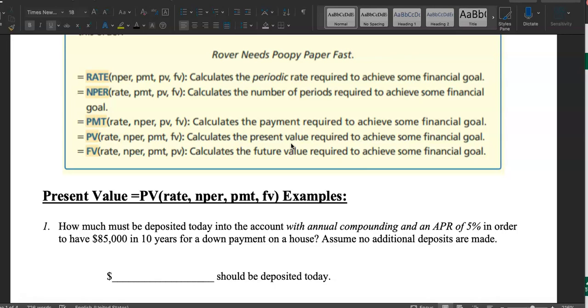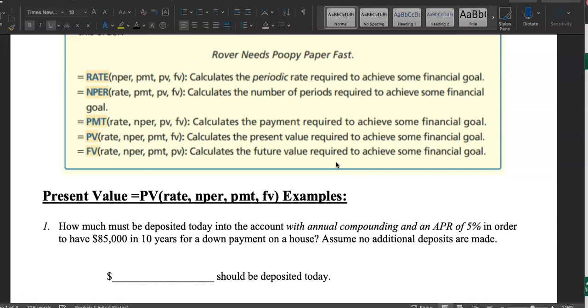The present value function is used if you want to find out how much money I should put in today, the present day. Okay. Now, what about the last one, the future value? This one calculates the future value required to achieve some financial goal. In other words, something like this. What if I put in $3,000 today and an APR of 5%, compounding monthly, and so on. How much money am I going to have in, let's say, 12 years? What is the money that I'm going to have in the future?